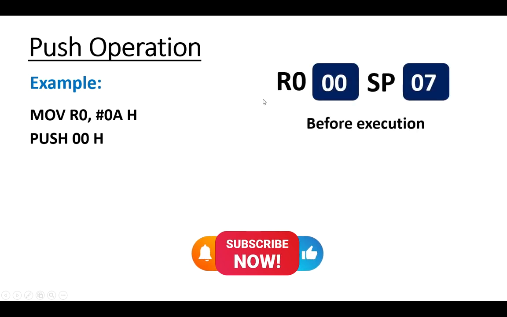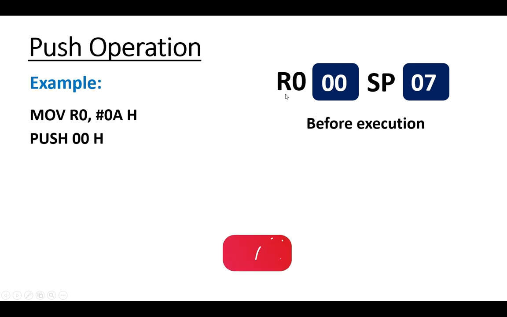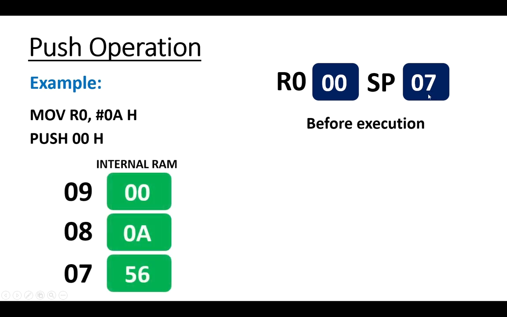Before execution of this instruction, R0 is having 00 and SP is at the default location 07H, and this is the status of the internal RAM: at 07H, memory location 56 is stored. So when the move instruction is executed, now SP is pointing to this memory location.